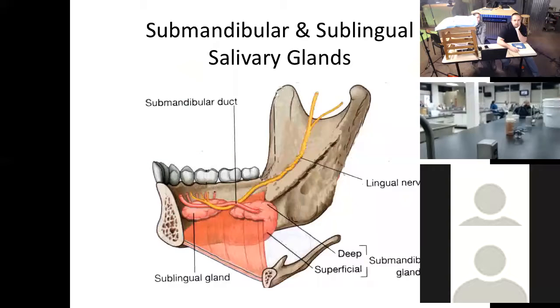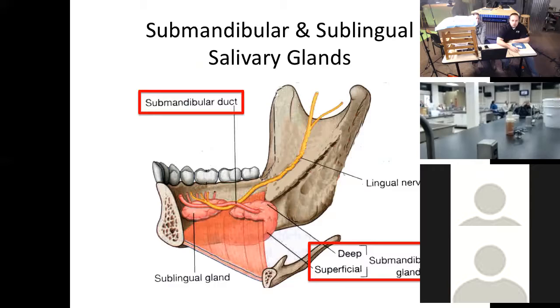So the submandibular and salivary glands. So the submandibular gland produces the most saliva, although it's not as big as the parotid gland. It's located near the bottom portion of the mandible, and so its secretions also have to travel through the submandibular duct and then through the sublingual papilla in order to get into the oral cavity. So that's kind of a weird naming. It's called the submandibular duct, even though it's also the sublingual papilla.